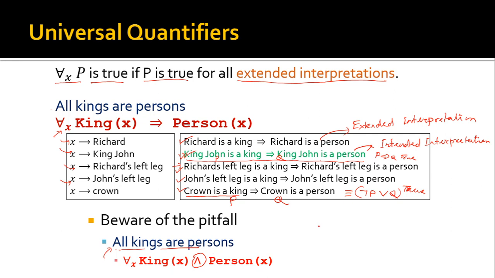So it is a very generic notion that whenever you have a for all, it should be coupled with implication. These two go together. This is a very important thing that you need to remember when you are modeling something with the universal quantifier, right?